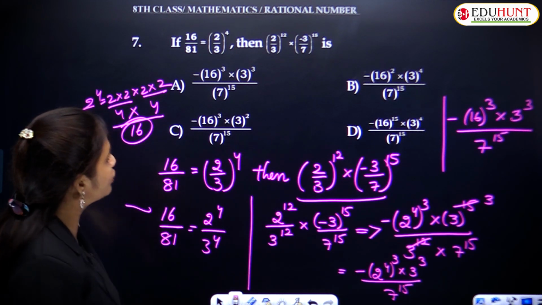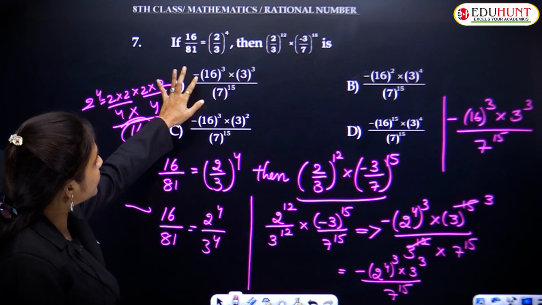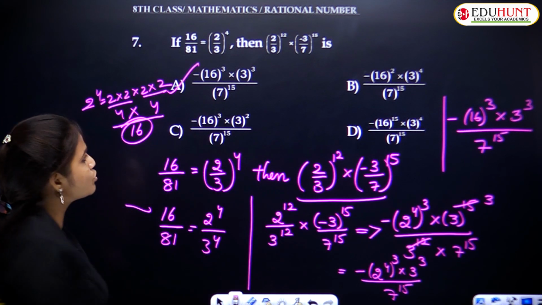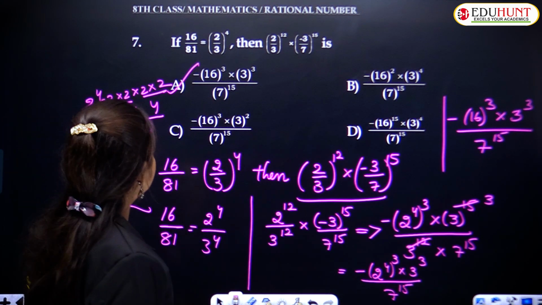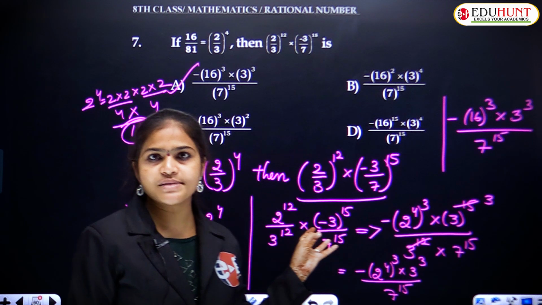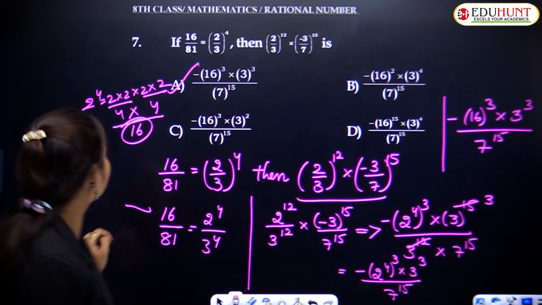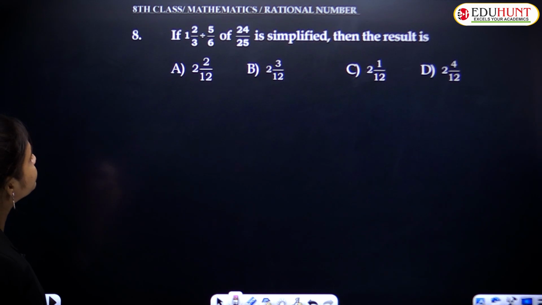So which option is true here? Minus 16 power 3 into 3 power 3 by 7 power 15. So option A is true here. Okay? Yes, that's it. So which option satisfies here? Option A is true. Clear that? Yes. So let us see the next question.